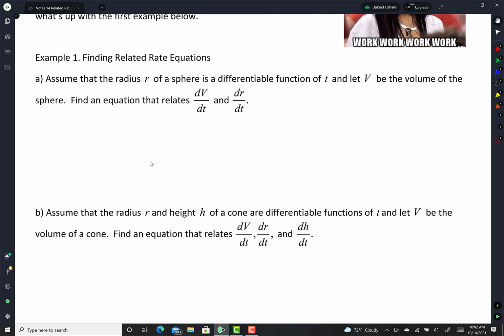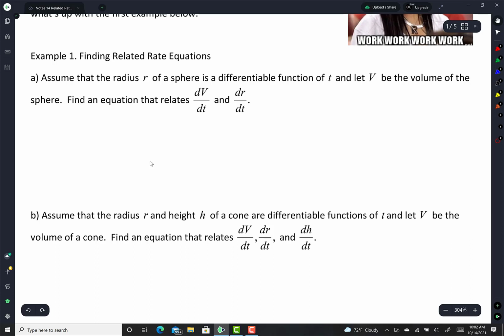You always got to make a relationship between something, right? It says, assume that the radius r of a sphere is a differentiable function of t. So that means that this sphere is either getting bigger or smaller, one of the two. And let V be the volume of the sphere. Find an equation that relates dV/dt and dr/dt. Okay, does everyone know what's going on?